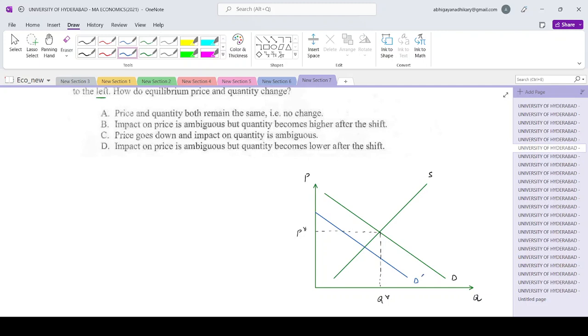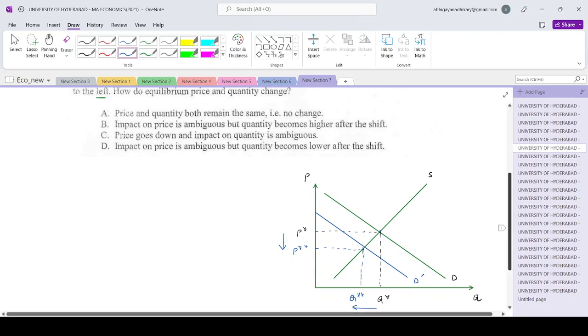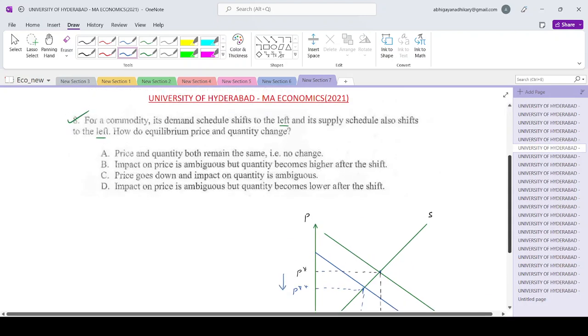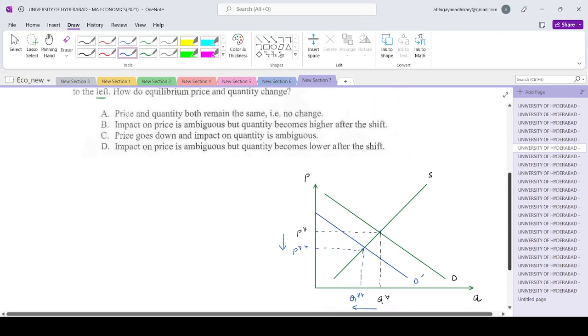So this basically exerts a downward force on price and quantity, right? If I just name it, this is P double star and this is your Q double star. Both are basically falling. And now comes the question of a fall in the supply curve as well.